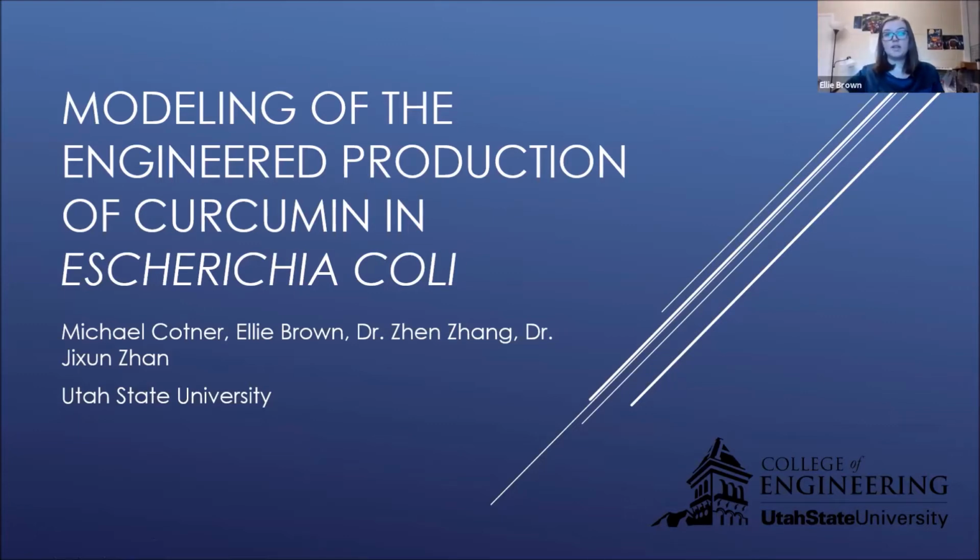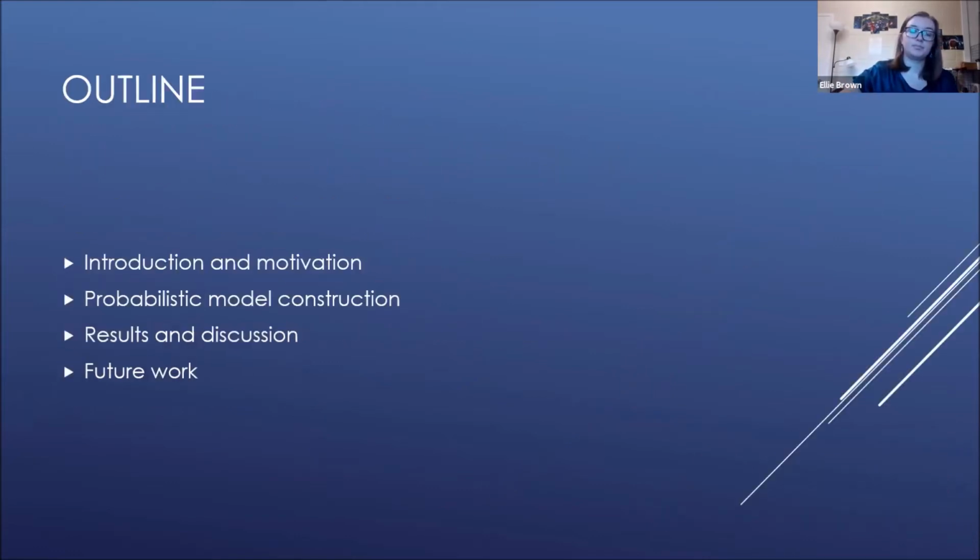So like he said, my name is Ellie Brown. We are from Utah State University in Logan, Utah. I worked with Michael Cotner, Dr. Zhang, and Dr. Jixun Zhan, and we worked on the modeling of the production of curcumin in E. coli. What I'm going to be talking about today is the introduction and motivation of why we wanted to create this model, how we created the model, and then our results and discussion from that and our future work.